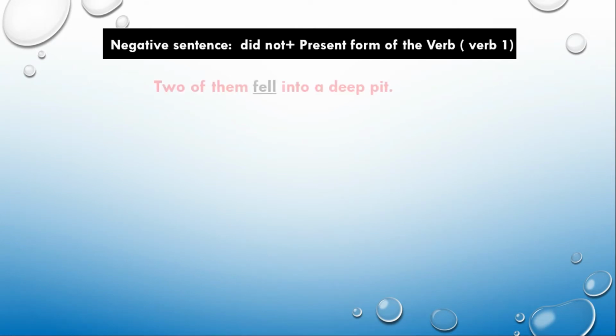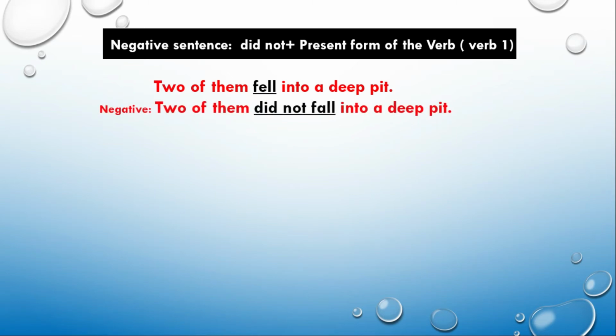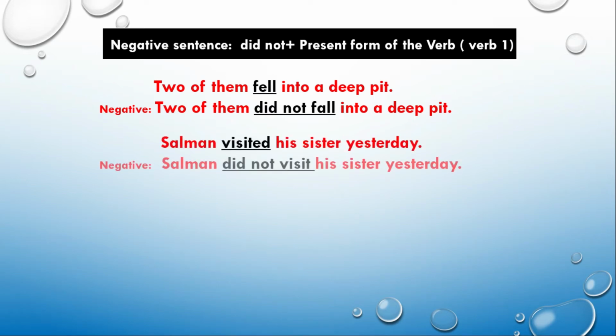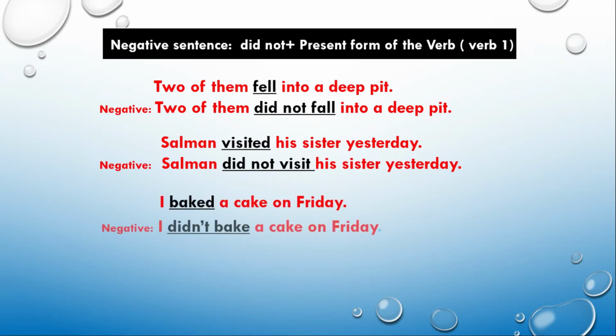Now see how a negative sentence in past simple tense is formed. Two of them fell into a deep pit. This is the affirmative sentence. Negative: Two of them did not fall into a deep pit. Salman visited his sister yesterday. Negative: Salman did not visit his sister yesterday. I baked a cake on Friday. Negative: I didn't bake a cake on Friday.